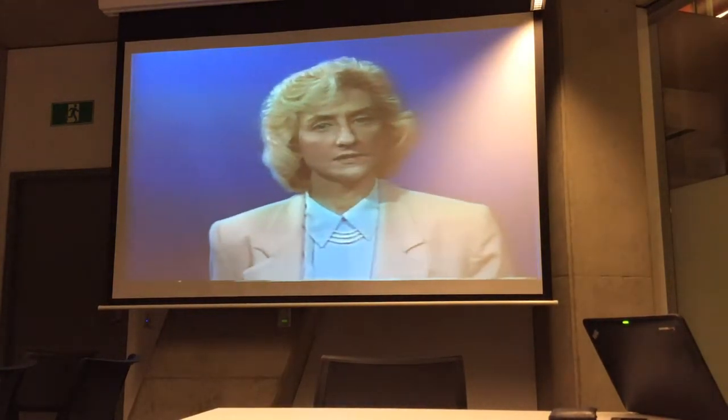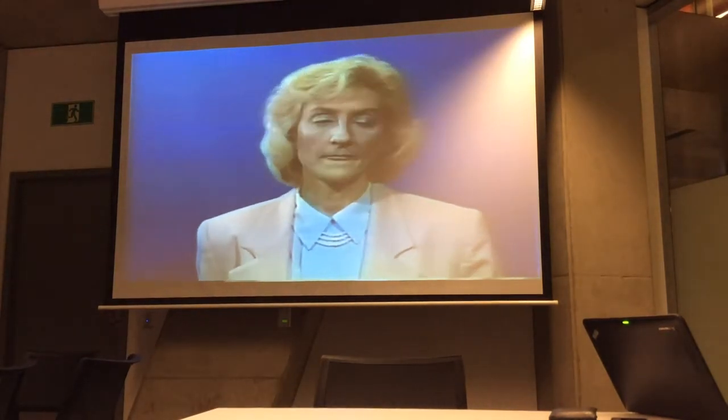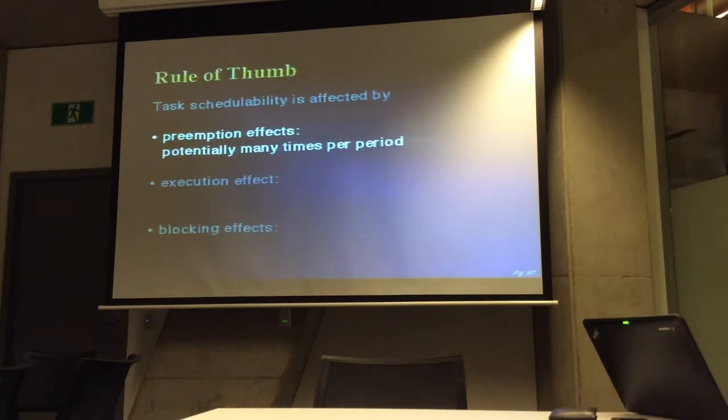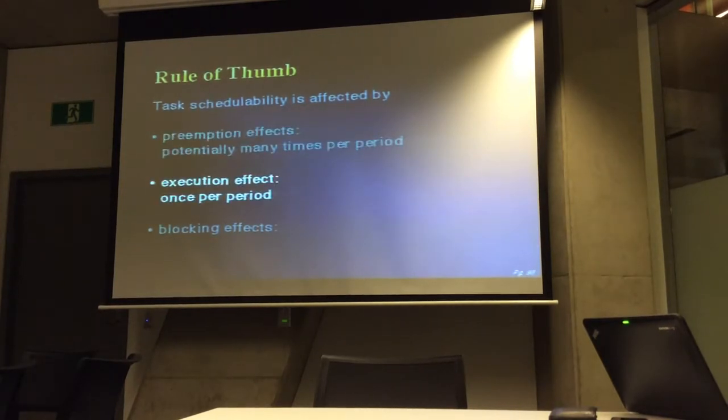What affects the schedulability of a particular task? Call it task J. There are preemption effects. These are the higher priority tasks that can preempt task J. Since their periods are shorter than J's, they have the potential for occurring many times during a single period of task J. The execution effect. This is the impact of task J itself, and when we're looking at task J in particular, that task occurs once during its own period.